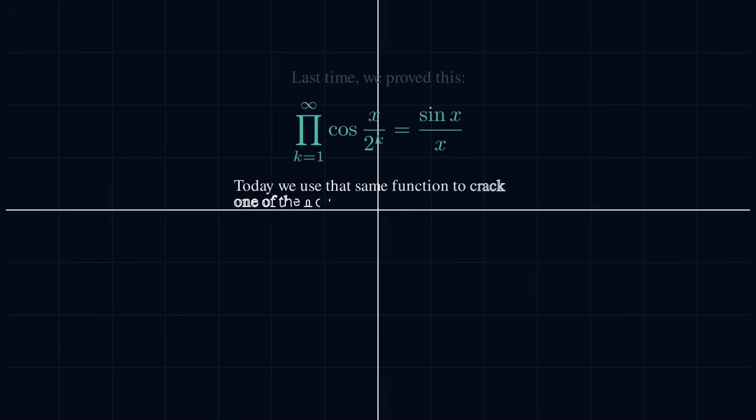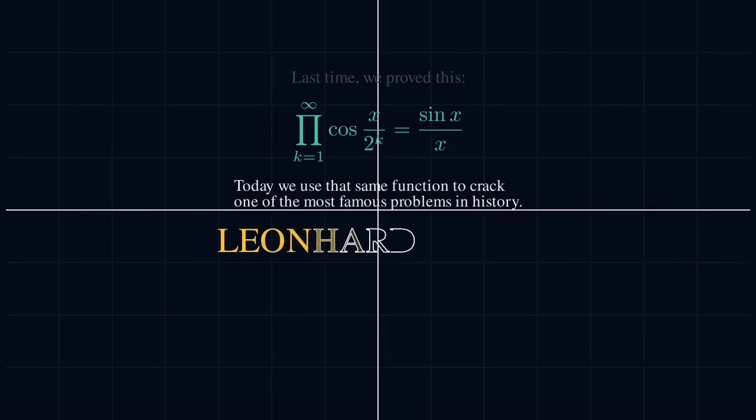Last time, we took a terrifying infinite product of cosines and collapsed it into something beautiful: sin x over x. Today, we use that exact same function to crack one of the most famous unsolved problems in history. The man who did it? Leonhard Euler.